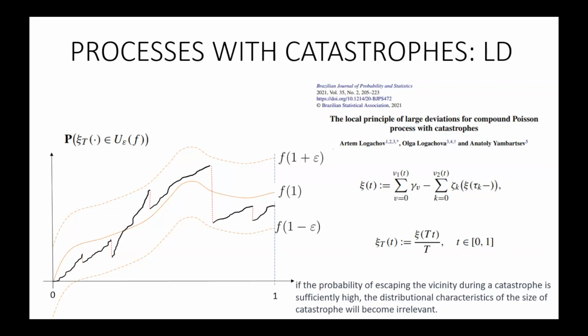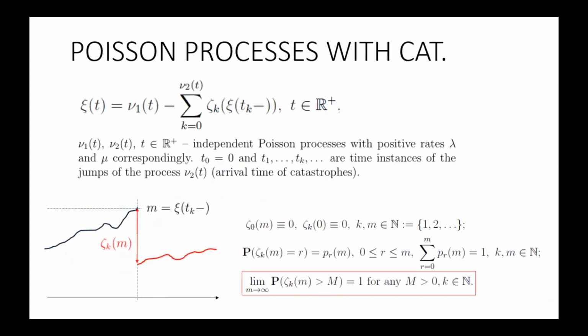So we started with binomial catastrophes, and we found that the large deviation principle remained the same. However, when we applied the large deviation technique to geometric catastrophes, we observed that the rate function changed. So the problem arises of extending the class of catastrophes with the same large deviation principle. Okay, now I define explicitly the Poisson process with catastrophes that we're dealing with.